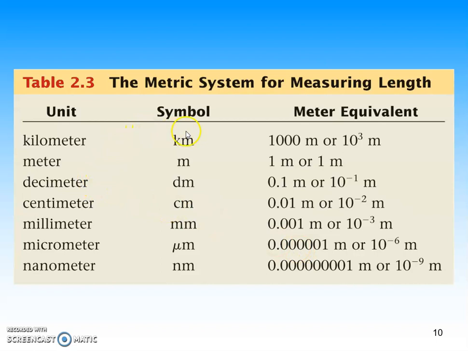Now the metric system for measuring length. You have the units kilometer, symbol km; meter, m; decimeter, dm; centimeter, cm; millimeter, mm; micrometer, micro m; and nanometer, nm. All are in lowercase. Then the equivalents: 1000 meters or 10 to the power 3 meters, 1 meter, 0.1 meter or 10 to the power minus 1 meter, 0.01 meter or 10 to the power minus 2 meter, 0.001 meter or 10 to the power minus 3 meter, and so on.